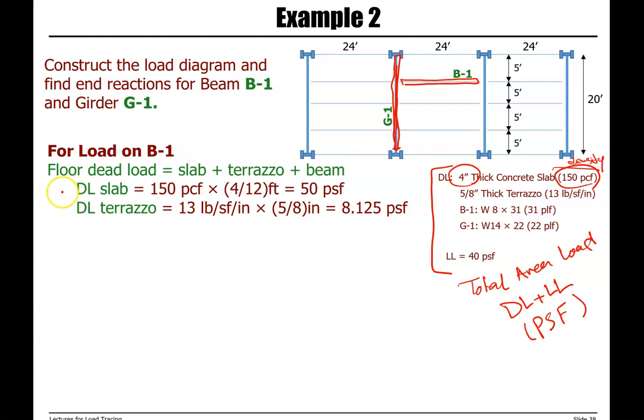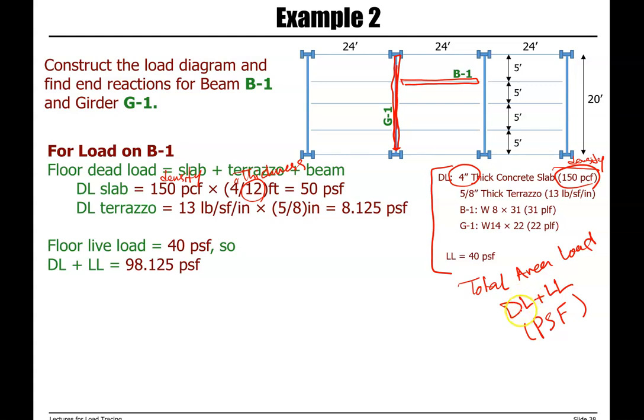So dead load of a slab is density of concrete times thickness of a slab, which is 4 inches, and we divide by 12 to convert inches to feet, and that will give us 50 pounds per square foot. That's the dead load of the concrete slab. Dead load of terrazzo, 13 pounds per square foot per inch times 5/8 inches gives us 8.125 PSF. So now we can add everything together.